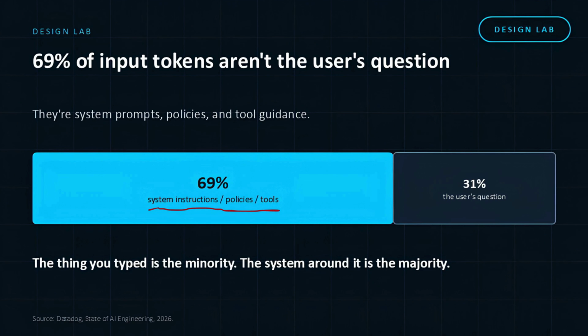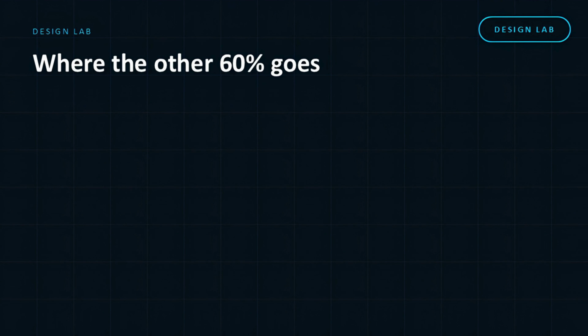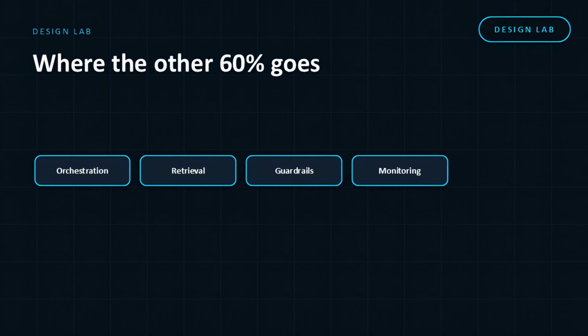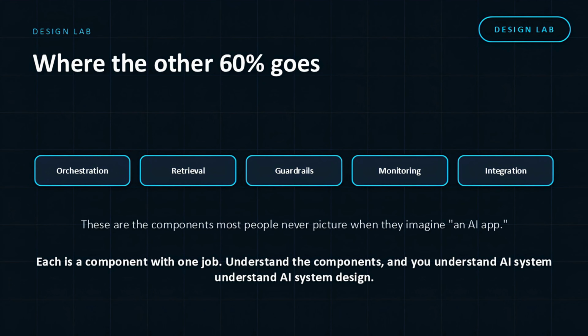Let's design that system. So where does that 60+% actually go? It goes into components most people never picture when they imagine an AI app. Orchestration, deciding what happens next. Retrieval, fetching the right data. Guardrails, checking the output. Monitoring, watching it in production. Integration, wiring it into the tools people already use. Each of those is a component with one job. Understand the components, and you understand AI system design.